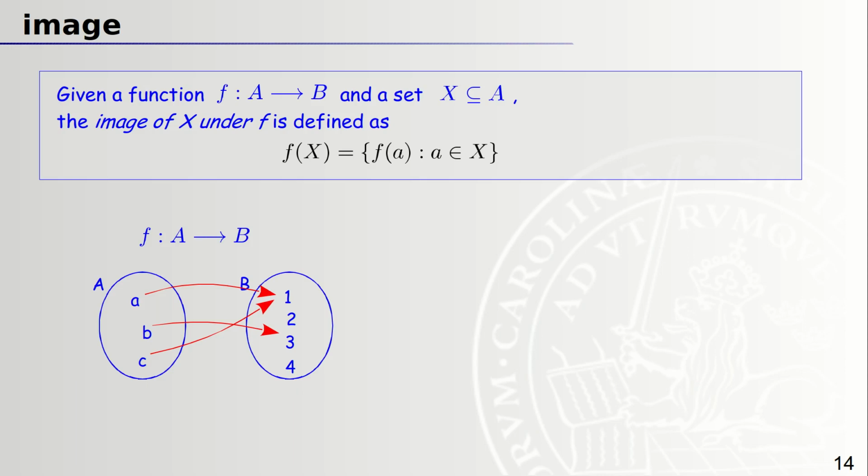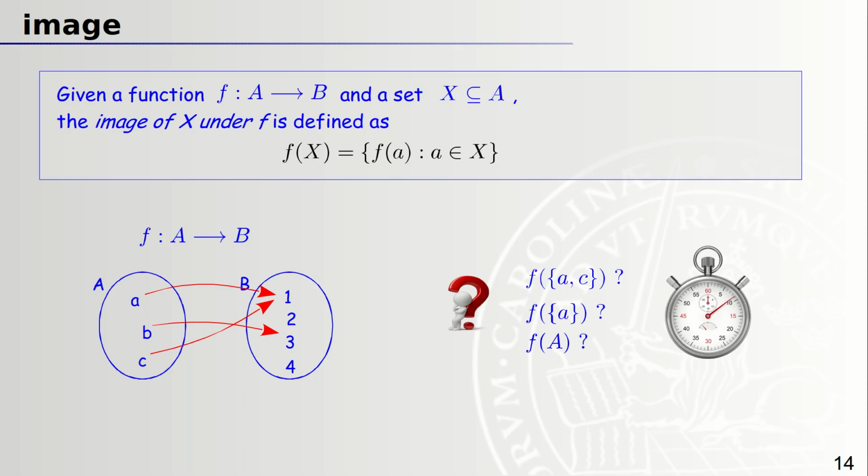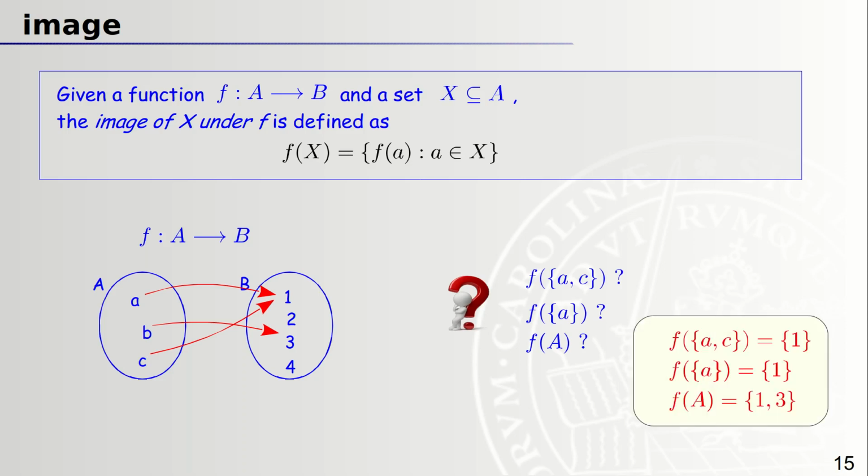The next operation is that of computing an image, which is analogous to how one would do it with relations in general. The image of a set X under a function is simply the set of values in its codomain that the elements of X are mapped to by the function. Take a moment and consider these images. And these are the answers.